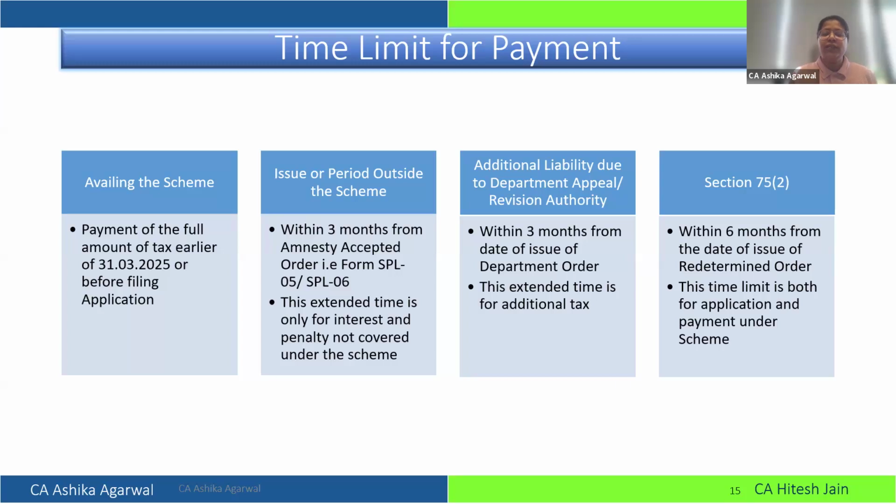Another situation, which we said, is where section 74 got converted into 73. Now for conversion of 74 to 73, it may take time. So they are saying that in that case, the payment and the application for the scheme can be made within 6 months from the date of issue of the redetermined order. So from the date my redetermined order is issued, my time limit to make the payment and the time limit to apply for this scheme will apply.